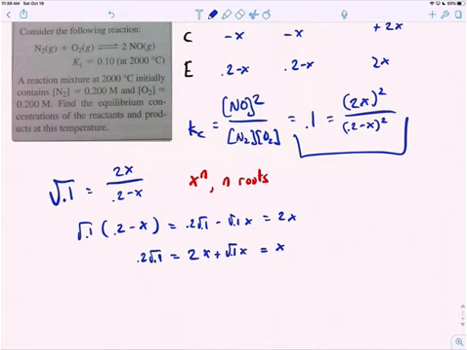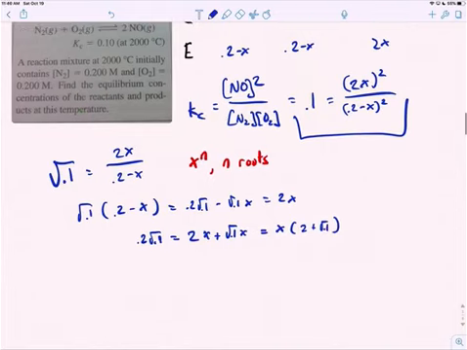And you can factor out the x. x is going to be the quantity 2 plus the square root of 0.1, and then you solve for x. x is equal to 0.2 times the square root of 0.1 all over the quantity 2 plus the square root of 0.1, and then you put that into your calculator, and what do you get? 0.054 molar.